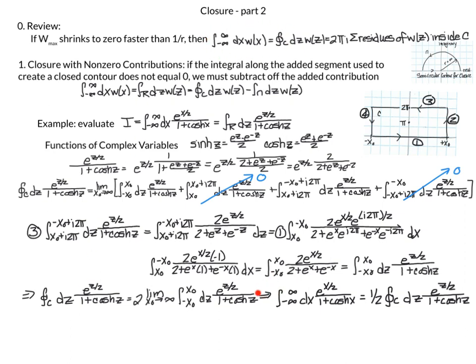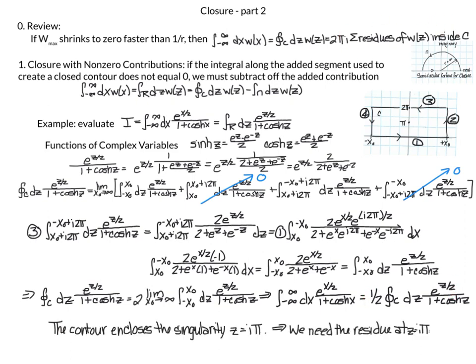And all of that implies that our real integral, negative infinity to infinity, e to the x over 2 divided by 1 plus cosh x, is equal to 1/2 our closed integral of the complex function e to the z over 2 divided by 1 plus cosh z. And now, because we have an integral over a closed contour, we can use our residue theorem. Since the contour encloses the singularity z equals i pi, we need to find the residue at z equals i pi. I promise this problem is actually wrapping up.